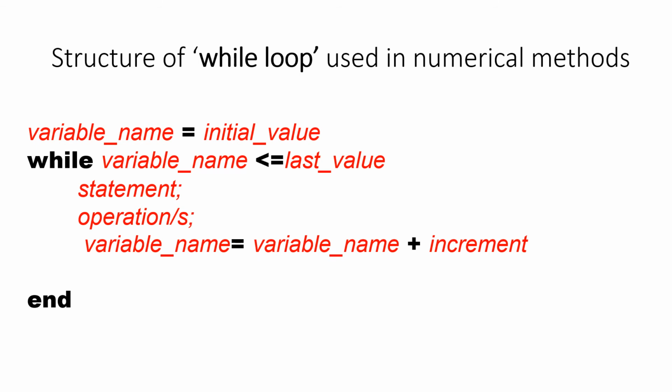So before the while loop starts, we need to initialize the variable. Then after while, we need to provide a stopping condition. Next line, you can have your statements or operations that need to be executed based on the condition. And before the next loop starts, we need to provide an increment value.